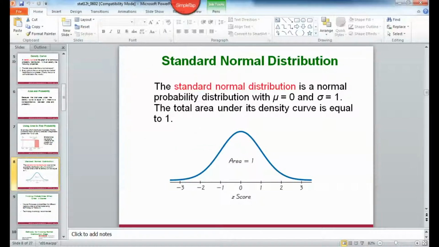Here's the standard normal distribution. The area is equal to 1, the mean is equal to 0, and the standard deviation is equal to 1. Now, not all distributions are standard normal distributions, because think about sets of data. Not all sets of data have a mean equal to 0.